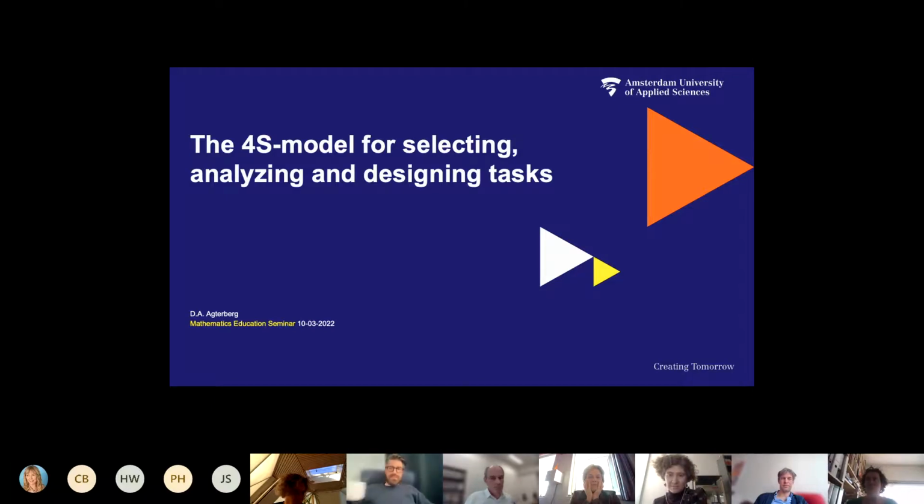I called it the 4S model for selecting, analyzing, and designing tasks, and I'm going to explain all that in the next hour or so.